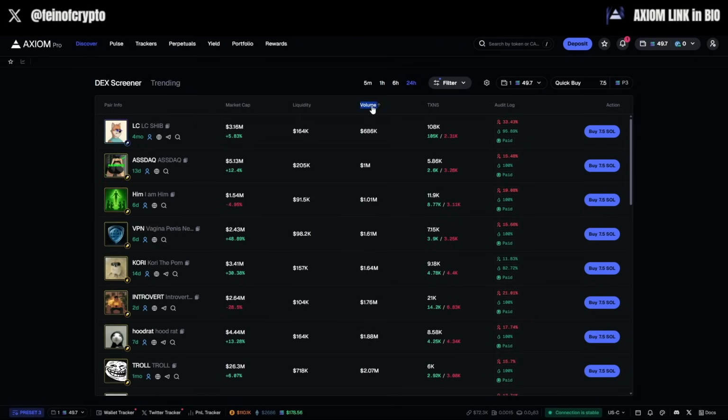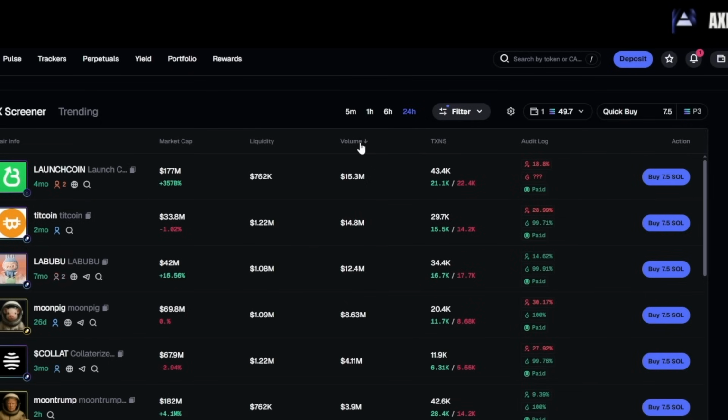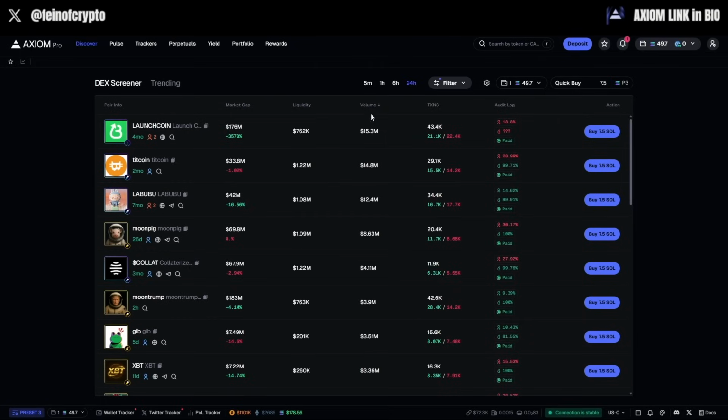And then you're just going to click right here. As you can see, you keep toggling until you have volume with the arrow pointing down. That's going to filter all of the coins by the most volume in the past 24 hours. You're going to click 24 hours and click volume until you have the down arrow, and this is going to give you all the coins with the most volume in the last 24 hours.